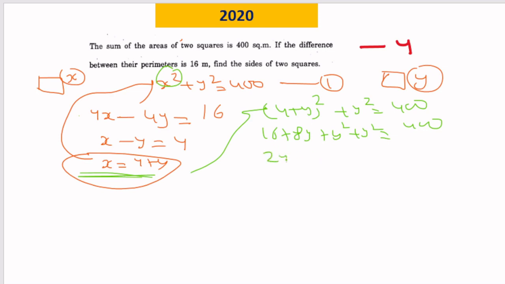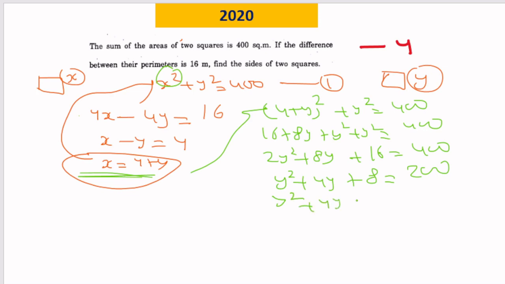So now it becomes 2y square plus 8y plus 16 equal to 400. We can reduce this further, divide throughout by 2. So y square plus 4y plus 8 equals 200, isn't it? So write all the elements on one side. So y square plus 4y plus 8 minus 200 equal to 0. So y square plus 4y minus 192. And what was the factor now?